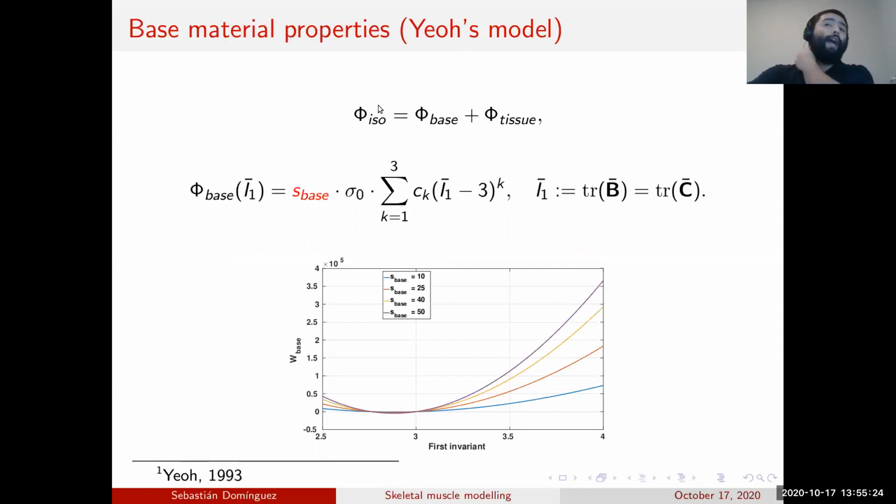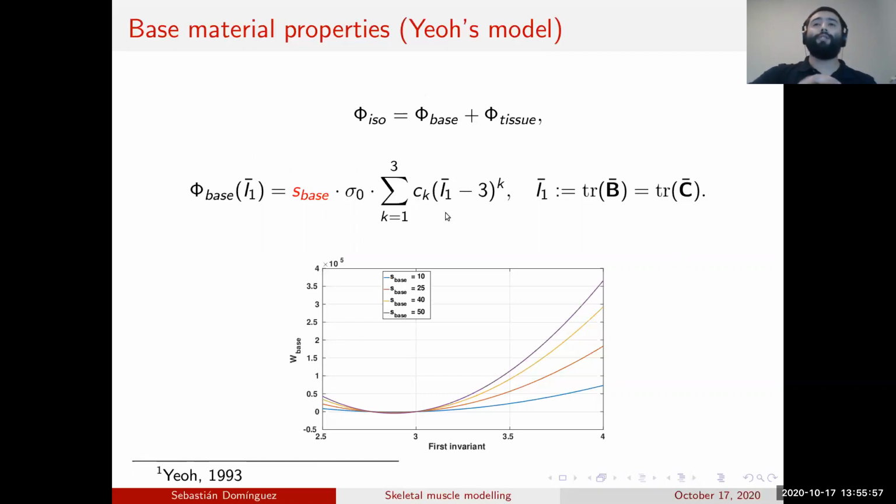So we take this phi iso and we split it for each material, for each tissue that we have in the model. We split it as a base material. So the base material in tendon is actually different from muscle as well, okay? And the tissue itself, and this tissue is actually referred to the fibers, right? So when your material has no fiber, like in fat, you would only have this base, okay? So base is always there, right?